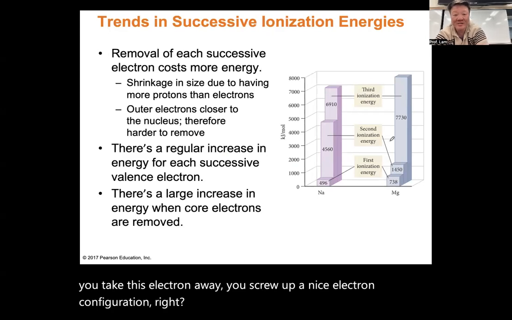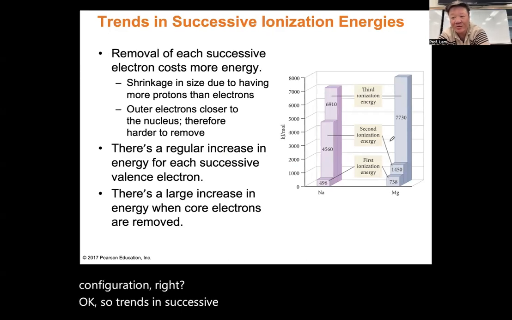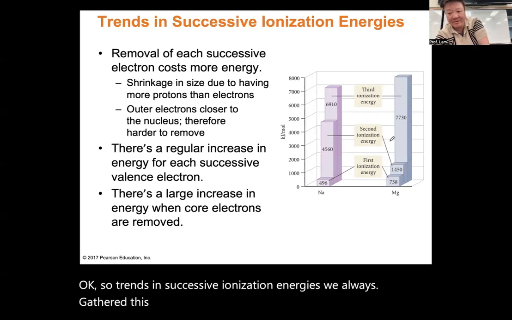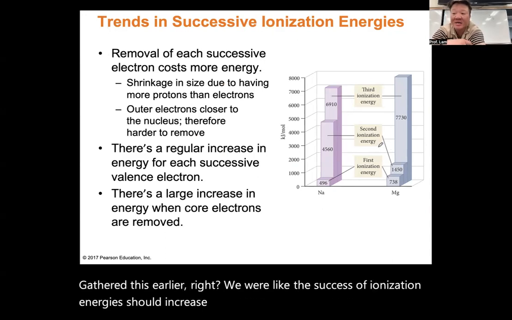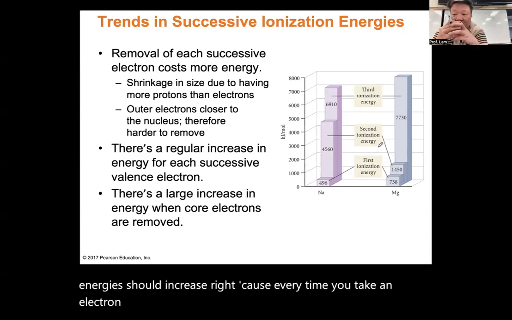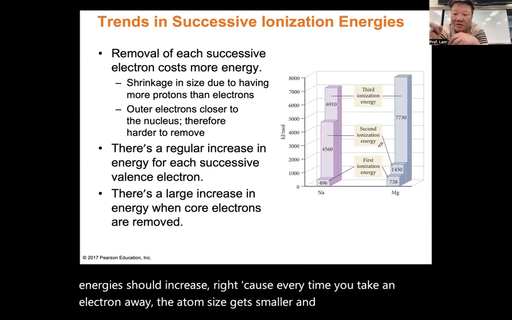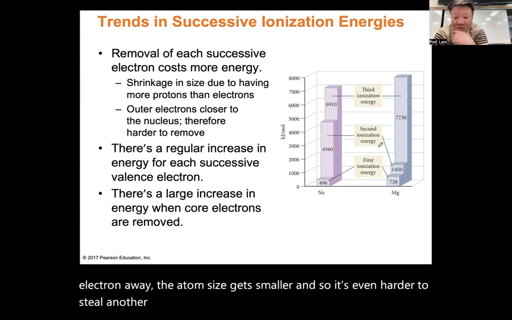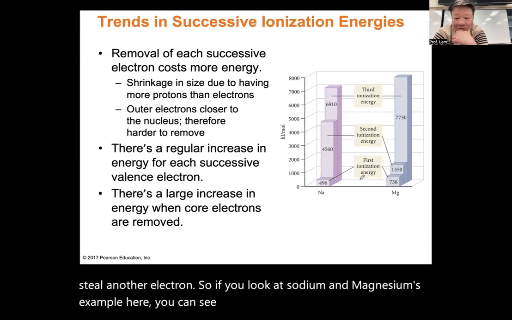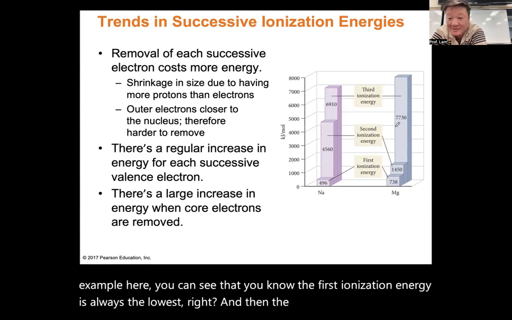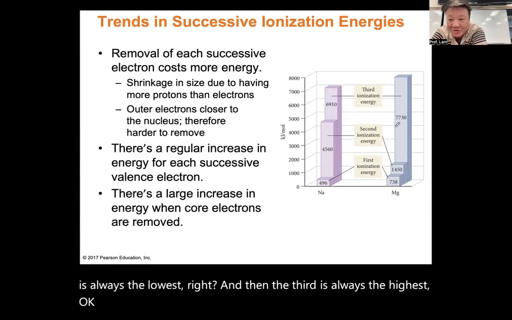Okay, so trends in successive ionization energies. We gathered this earlier: the successive ionization energies should increase, because every time you take an electron away, the atom size gets smaller, and so it's even harder to steal another electron. If you look at sodium and magnesium's example here, you can see that the first ionization energy is always the lowest and the third is always the highest. But there's another thing that you see that is really interesting.